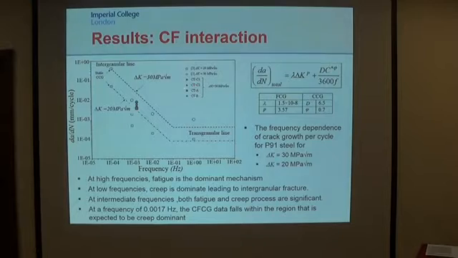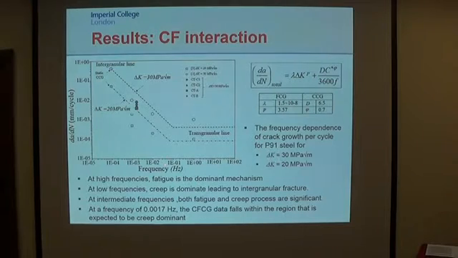square meter for the tested data, and delta K of 20 MPa square meter and 30 MPa square meter for the available data in the literature. So this predicted line here is for delta K equal to 30 MPa square meter and 20 MPa square meter.